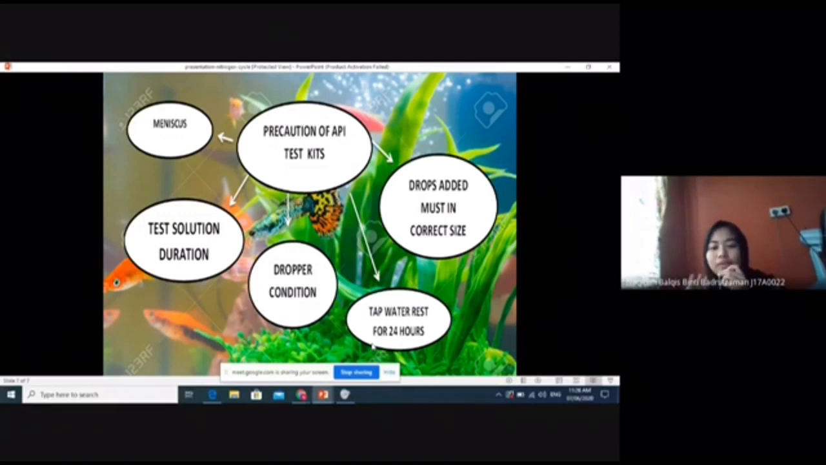The next one is tap water rest. The pH of tap water is quite high because of the carbon dioxide concentration. To avoid this, we have to rest the tap water for 3 to 4 hours before testing it. The drops must also be the correct size, which must come from the inverted bottle, held straight up and down.